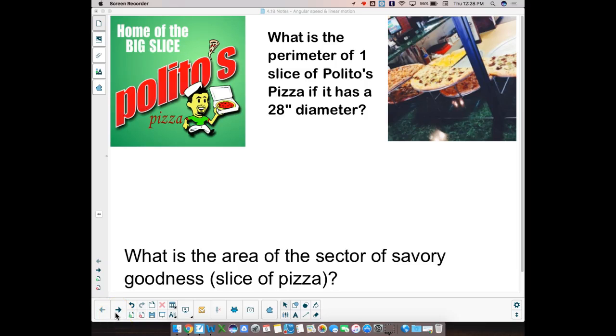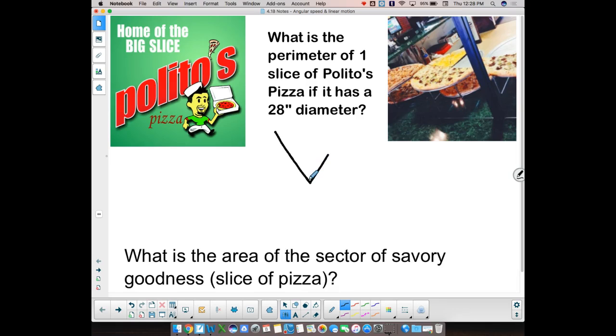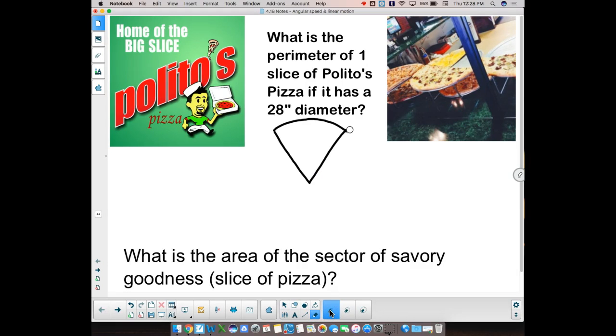Whoa! Alright, so, home of the big slice. Right? Okay.